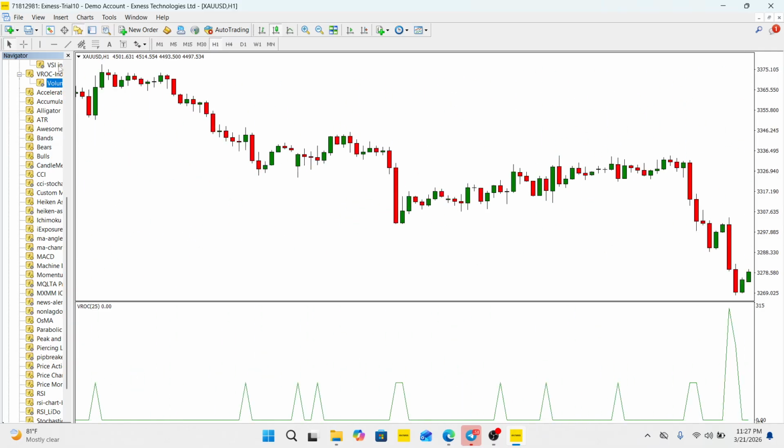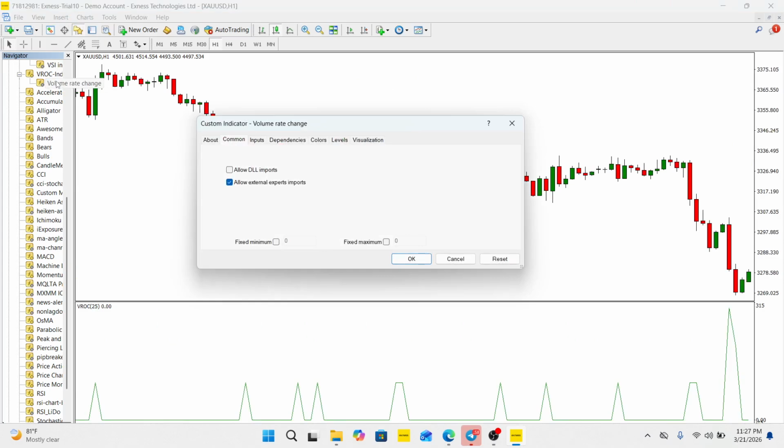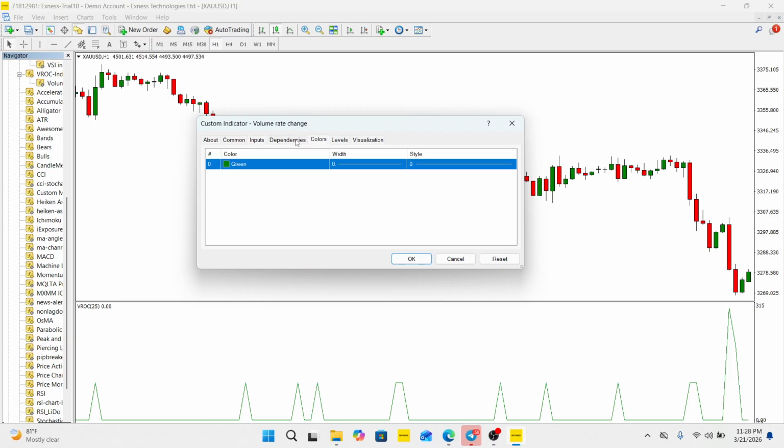Then as for the settings, let's take a look at the settings we have available at the inputs. Basically the only customizable input we have here is the period ROC. You can also choose your preferred color for the line in the separate sub window so it stands out clearly on your MT4 charts.